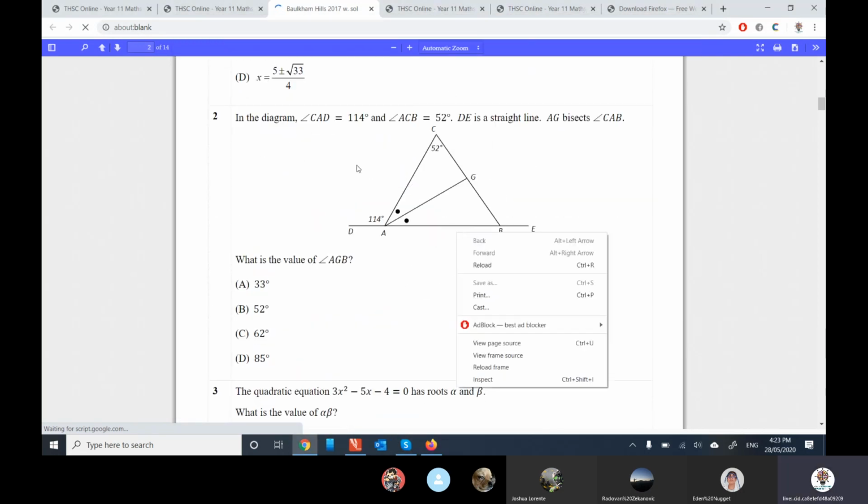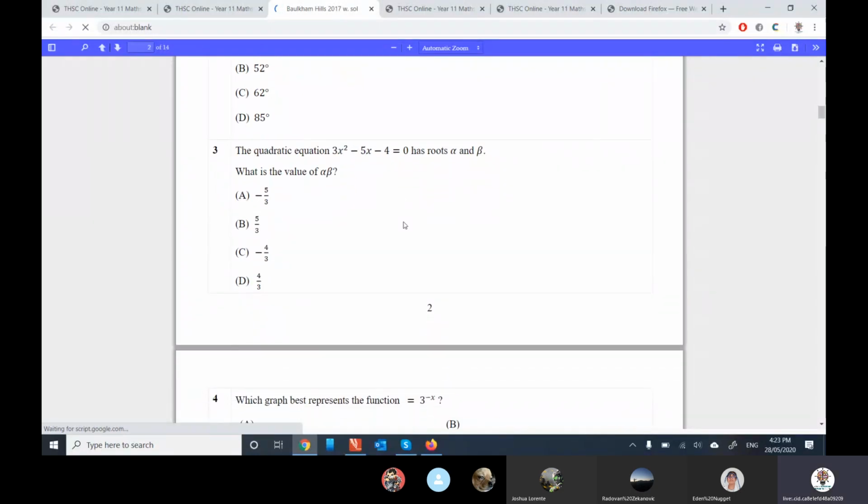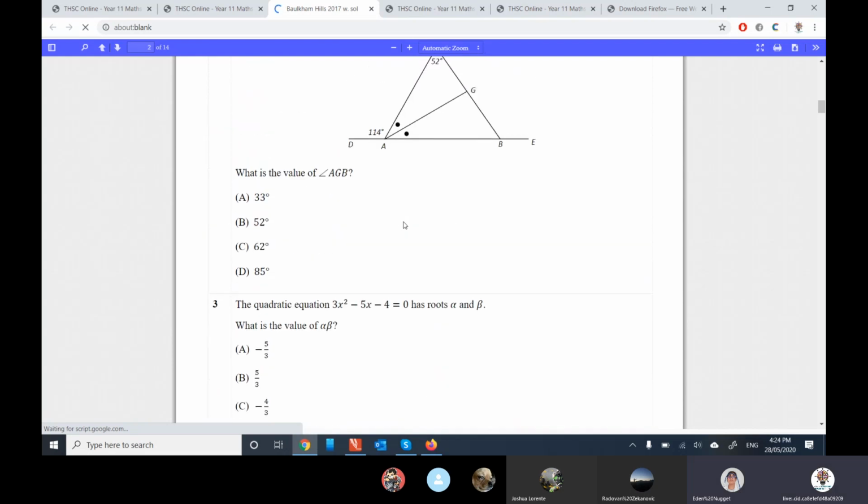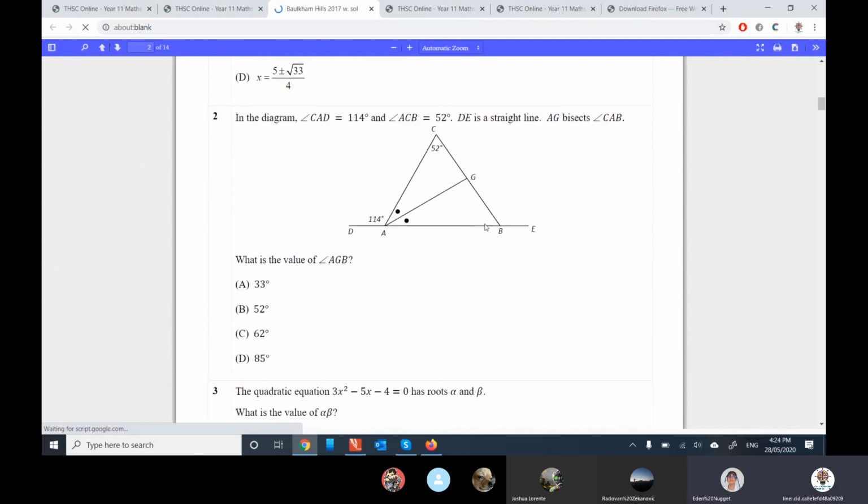So geometry is out of the syllabus. If you see any geometry questions, you don't need to worry about them. Gone. Cool. Okay, how do we know if it's geometry though? Look, it's a shape. It's got angles and bisecting, let's say. So that's definitely geometry. You don't do any more like that in Year 11 and 12.